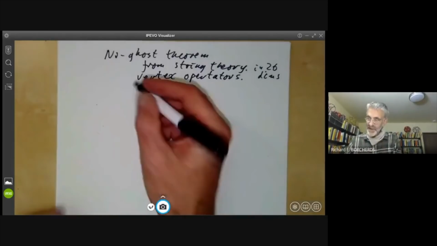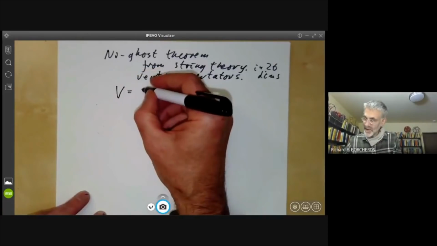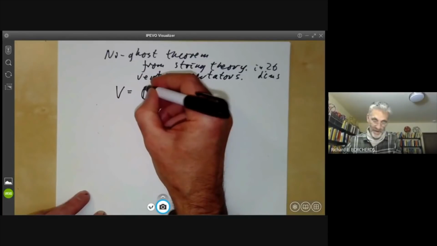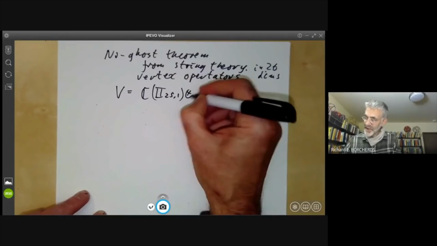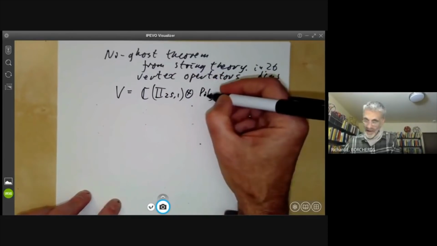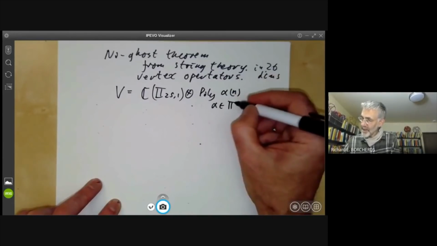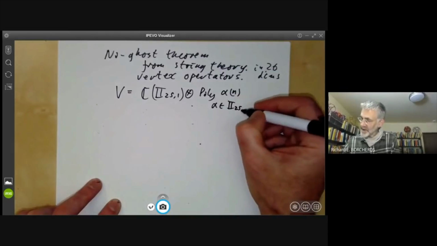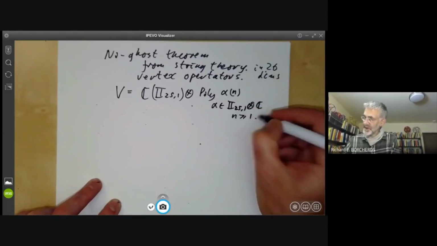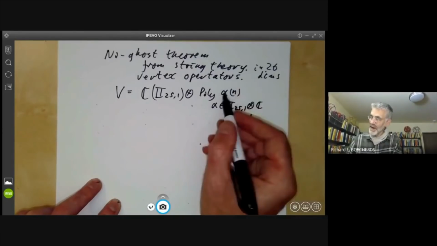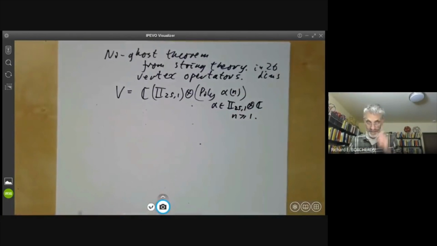So what string theory gives you is a big space V, which is got by taking the group ring, let's work over the complex numbers, the group ring of this lattice and tensoring it with a polynomial algebra in enormous numbers of variables, alpha n, for alpha in the corresponding real vector space or complex vector space, and n a positive integer. So here we have a polynomial algebra in 24 times infinity variables. So we've got this really huge vector space.